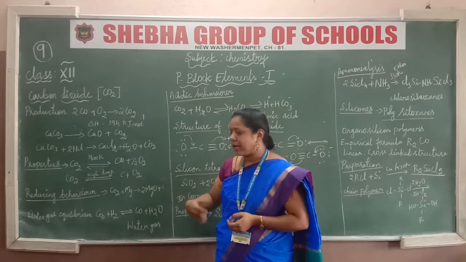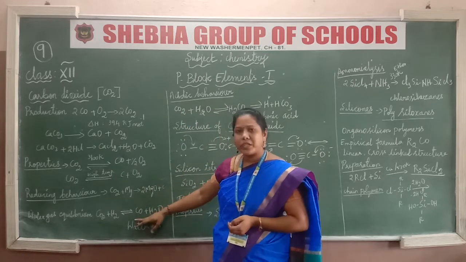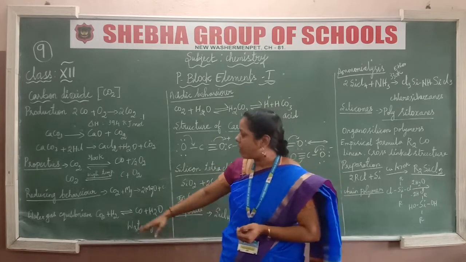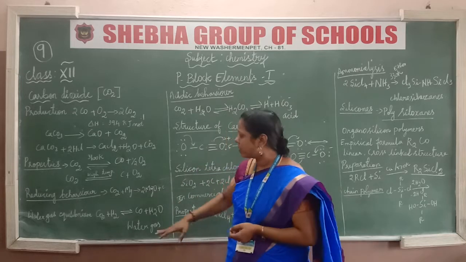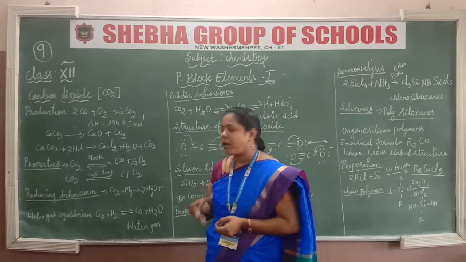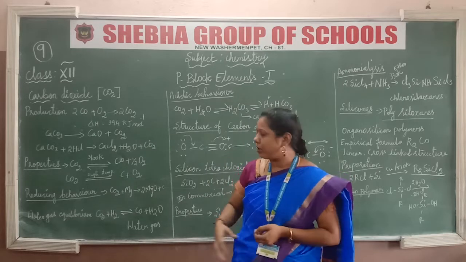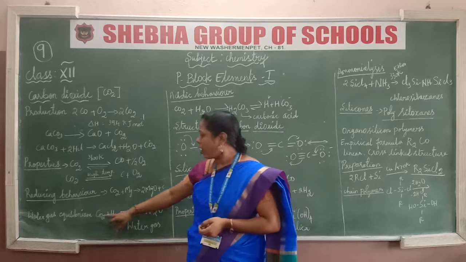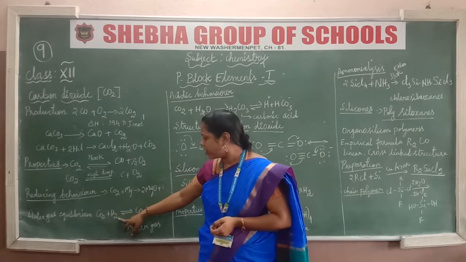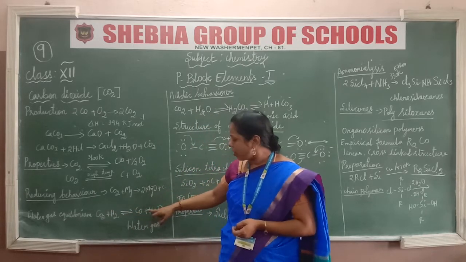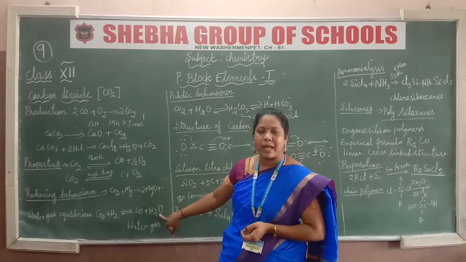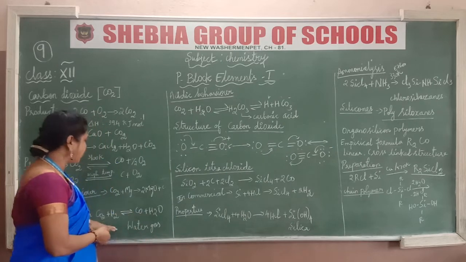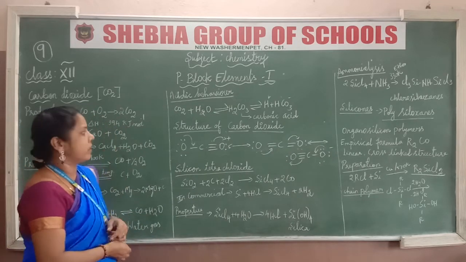Why am I going to tell about the water gas? This equation is one of the reversible reactions, also called the water gas equation. In this water gas equation we get water molecules in a gaseous state, so that is why we call it the water gas equilibrium. So carbon dioxide reacts with hydrogen, and we get carbon monoxide with water molecules in the gaseous state. Okay, this is the reducing behavior along with the water gas reaction of carbon dioxide.